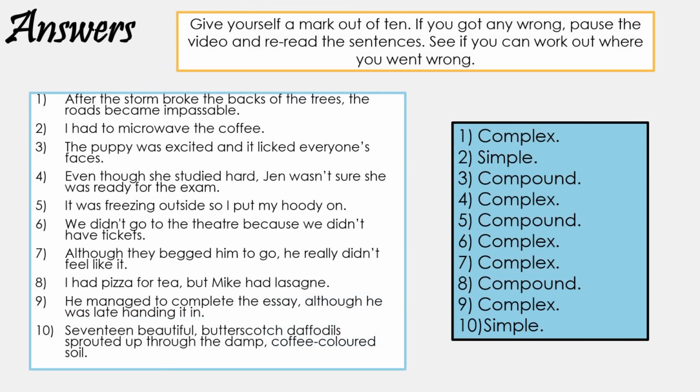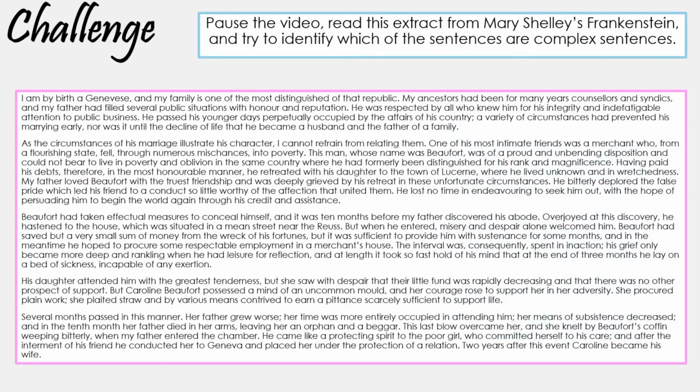And here's the answers to the last activity. Give yourself a mark out of 10, and if you got any of the answers wrong, see if you can work out the reason why. And why not challenge yourself? Have a go at reading through this extract from Mary Shelley's Frankenstein and identifying the complex sentences. Remember, the key is finding the subordinate clauses. Bonus points if you can come up with a theory that explains why the writer might have chosen a complex sentence over another sentence type for a specific example. Pause the video and give this task a go.